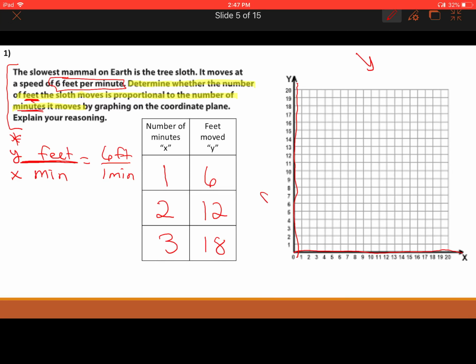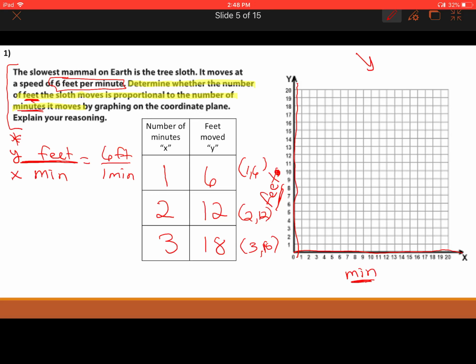All right, bear with me. This is the first time I've created lessons on this iPad, and it should not be feet, it should be feet, right? And on our x-axis, we're going to go ahead and put minutes. So these numbers down here represent minutes, and these numbers here are going to represent feet. So let's go ahead and write these coordinates as ordered pairs. The first one is 1, 6, the second one is 2, 12, and the third one is 3, 18.